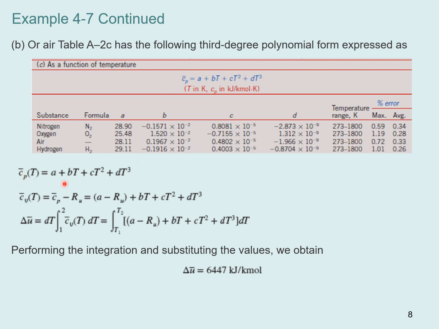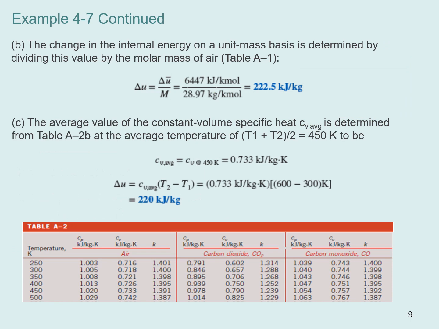So here you can just plug this in and actually perform the integration, plug in the values, and you get 6,447 kilojoules per kilomole. If you divide by the molar mass, you get the delta u in kilojoules per kilogram, 222.5, which is pretty close to what we found in part A, but much more difficult. I mean, given the choice, I'd rather use method A or C.